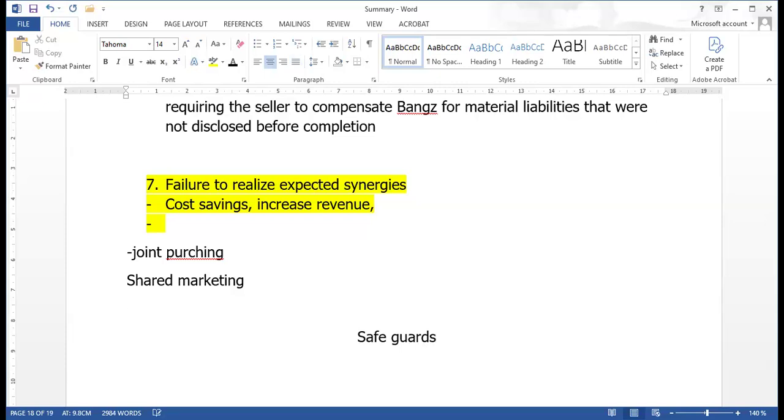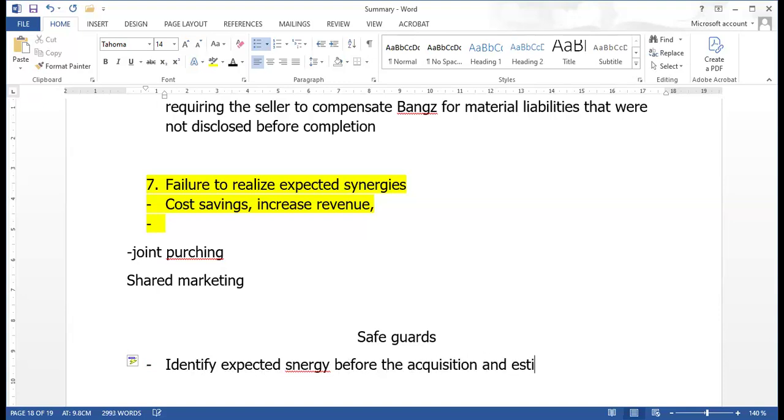So safeguards, I think I should stop on this. Safeguard, go ahead and identify the expected synergy before the acquisition, and estimate both the benefits and the costs required to achieve that synergy.